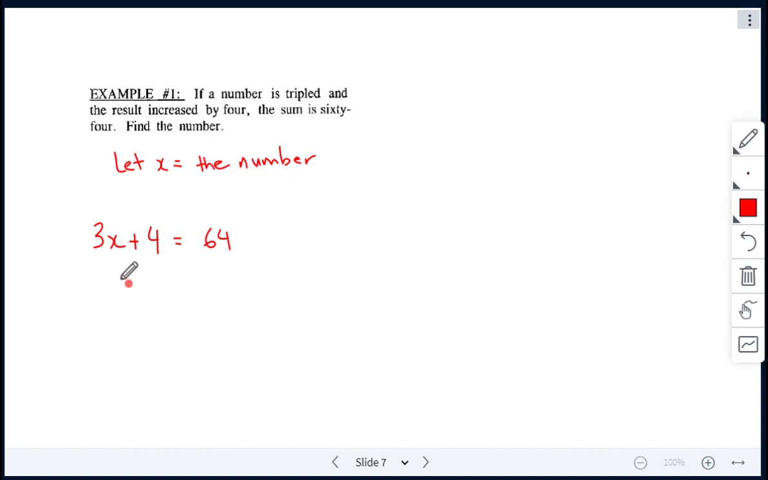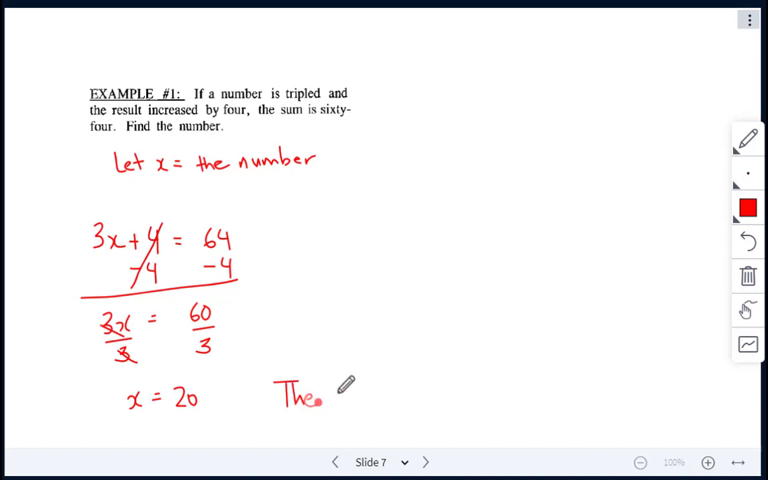All right, so the first thing we'll do is subtract 4 on both sides. That will leave me with 3x is equal to 60. And then we'll divide by 3, both sides, and that gives me x is equal to 60 divided by 3, which is 20. All right, and then we just have to write down our final sentence. The question is find the number. We would just say the number is 20.